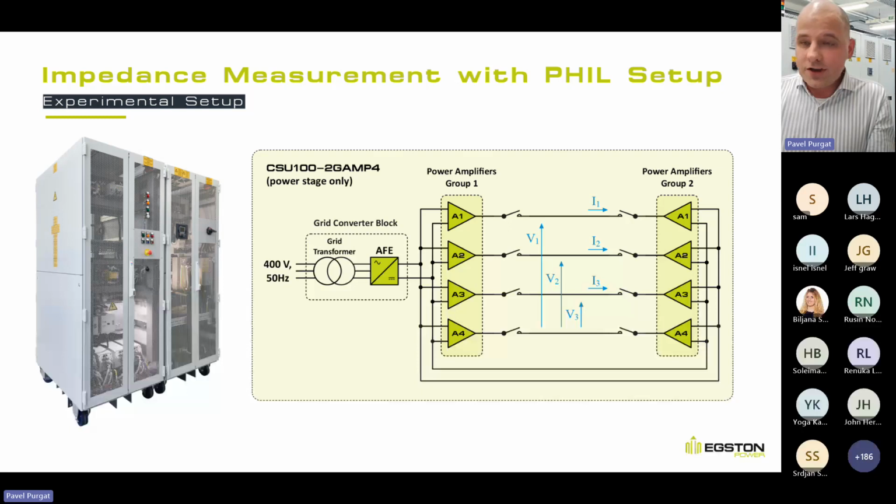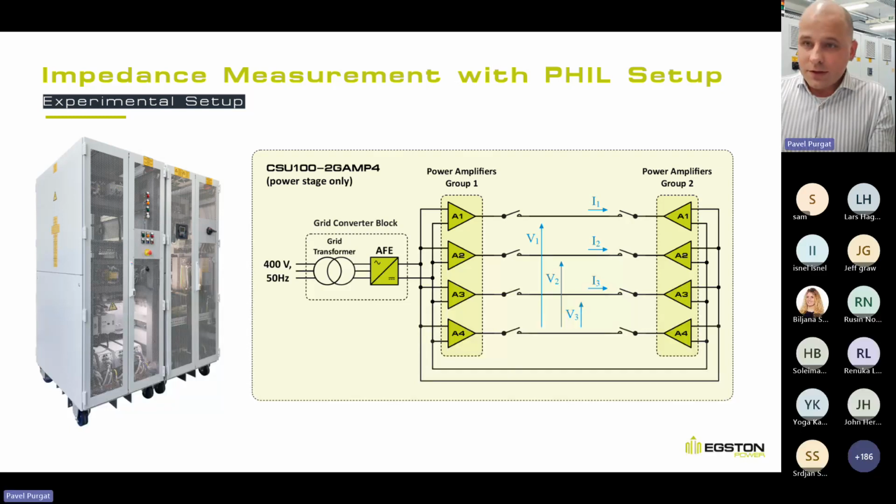The grid that is supplying the power only needs to cover the losses in the transformer, the active front end, and the power amplifiers. However, here we wanted to measure the admittance of one of the groups that is current controlled and the impedance of the other group that's voltage controlled. In the experiment, group 1 was voltage controlled, acting as a grid forming converter, while group 2 was running with a PLL and was synchronizing on the voltage.